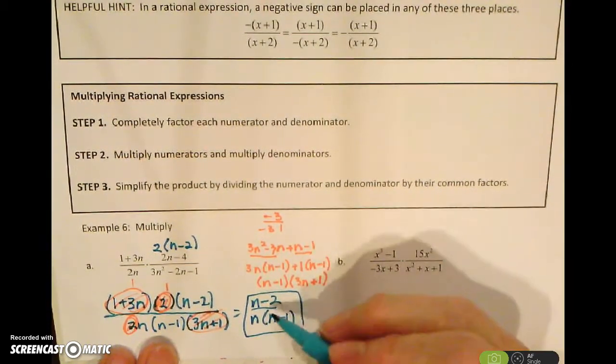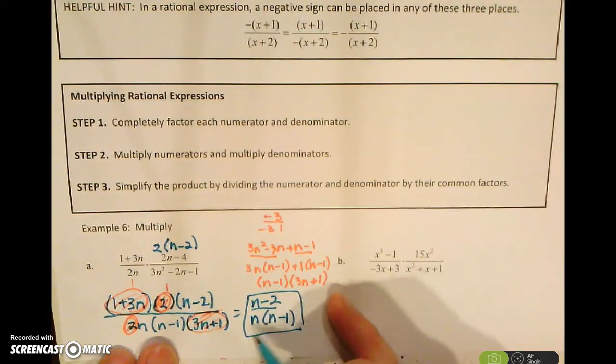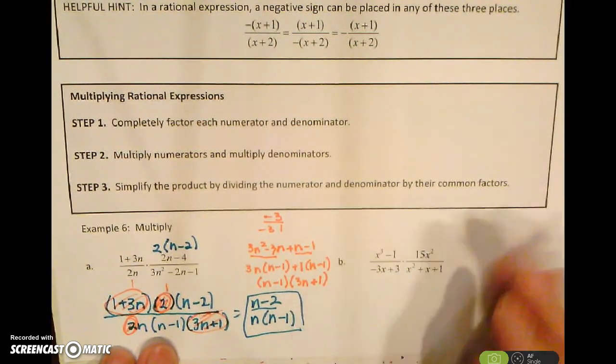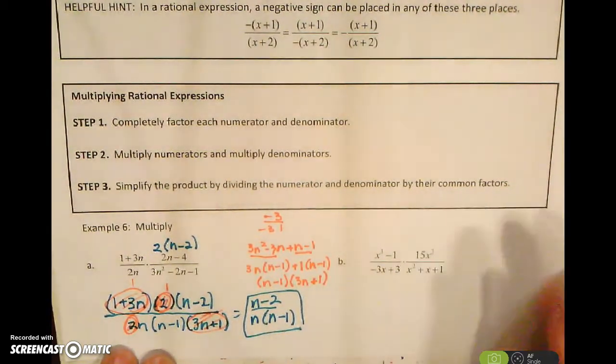And typically when you're doing these big fractions like this, you can leave your answer in factored form. You don't need to distribute that out. So we can leave the n and the n minus 1 separate like there.